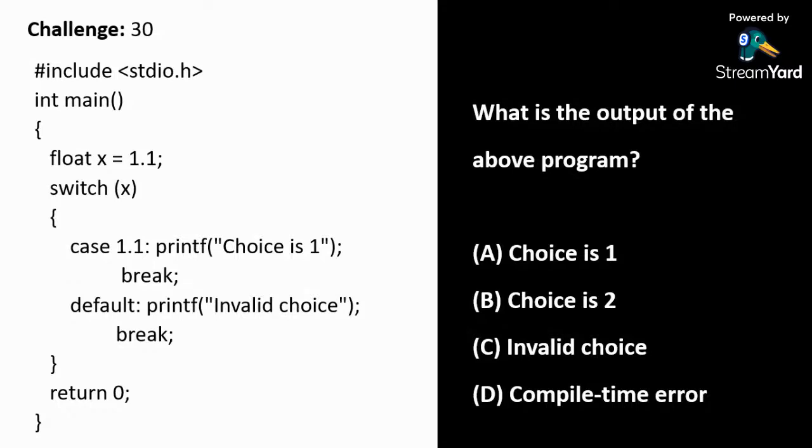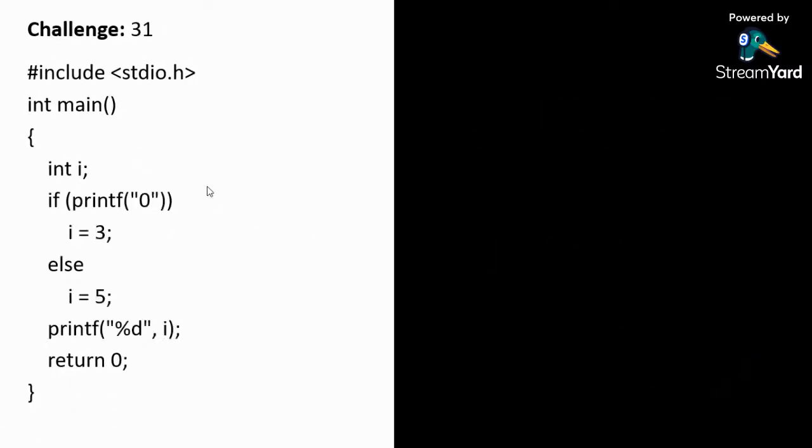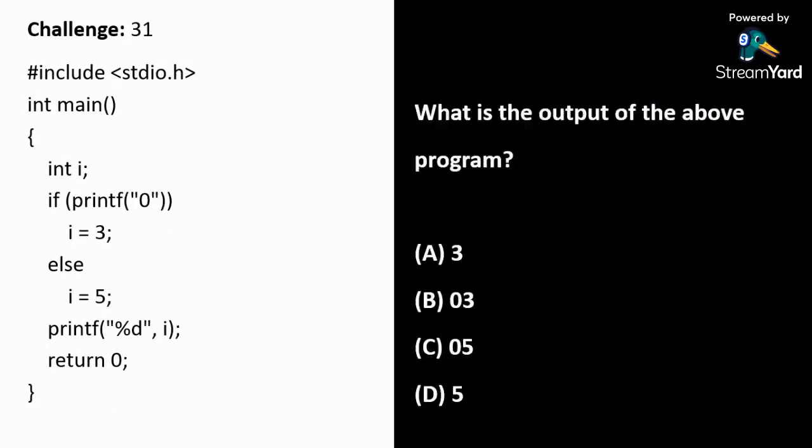So I've got multiple answers here. So 1.1 will not get executed because it has a compile time error. What is the output here?